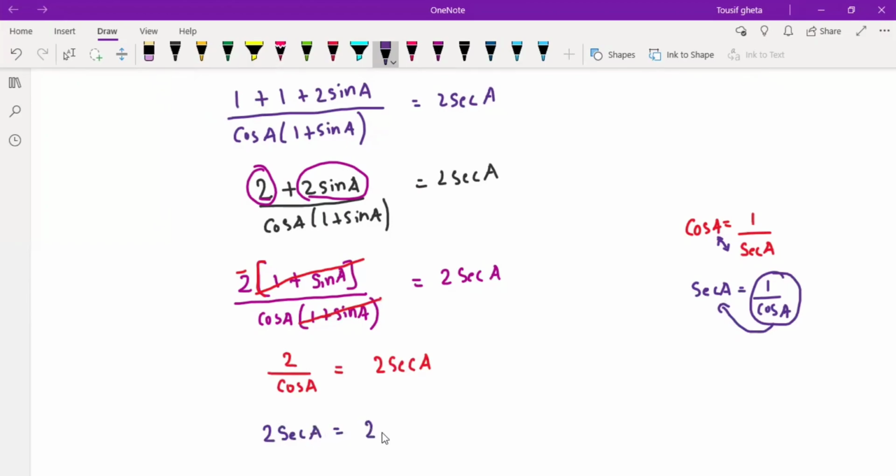Right hand side also has the same value, they gave 2 secant A. So that is what, LHS is equal to RHS. And that's the end of the solution. Hence we proved it. Okay.